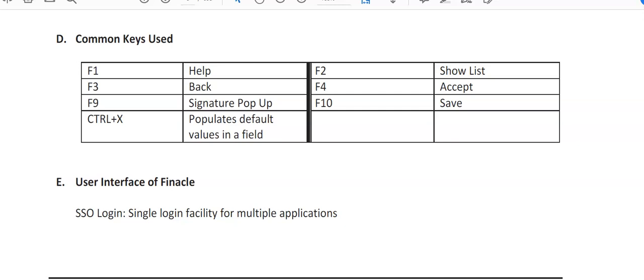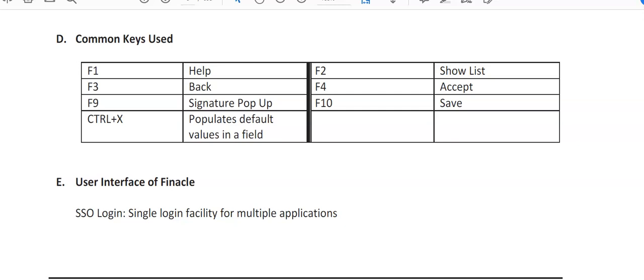F4 is accept, right? I'll be showing you when we create transactions what is the use of F4 and F10. F4 is when you have accepted a particular entry. F10 is when you save it, right? So maker will do F4, F10, then checker will also do F4 and F10, and he will verify that. F9 is when we are making any payment, we want to see the signature, we want to tally the signatures in the check with the system.